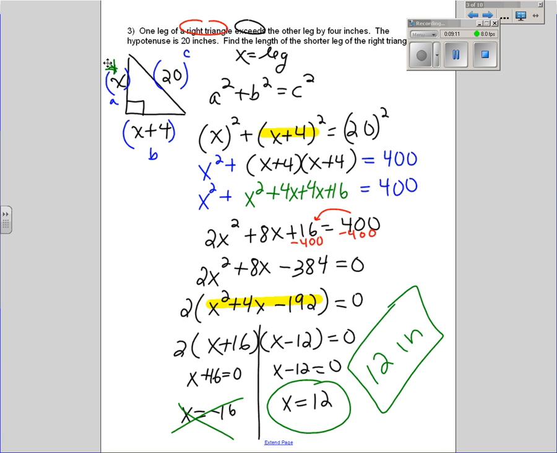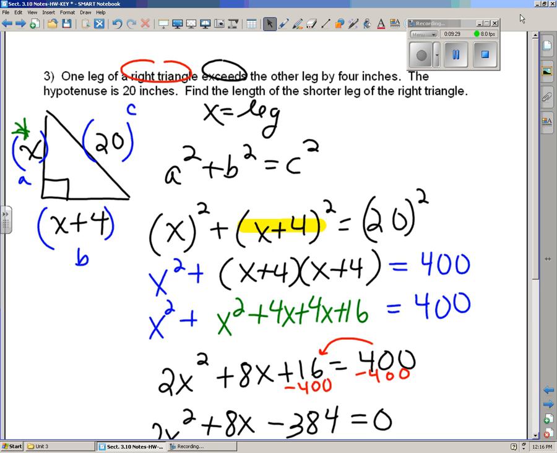Again, sometimes you're going to be throwing out answers. Even though they really are solutions to the problem, they won't make sense in the actual scenario of the problem. All right, that's a tricky one. I see that on the Regents, by the way. Here's the next one and the last one for that.